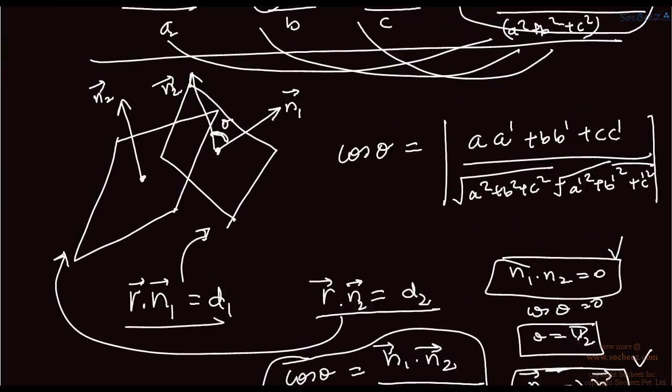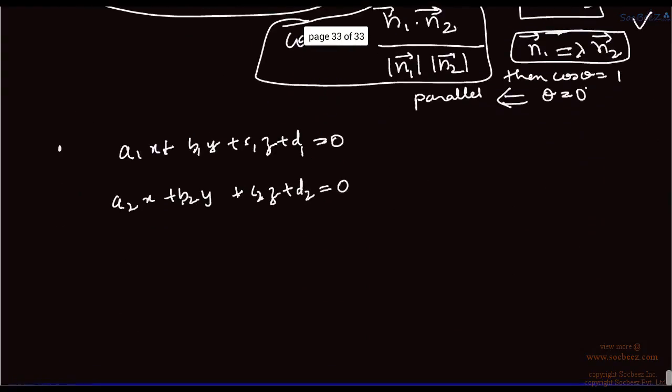Let's see this view. We have two planes, and these two green planes can be seen as this and this. There is a plane which is bisecting these two planes, the angle between the two planes. The equation of this plane will be according to this formula.